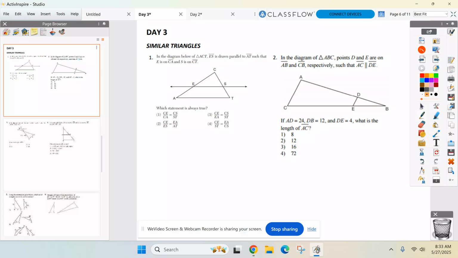Today is going to be 2 other monster topics. We're going to start with similar triangles. So let's start it off here with number 1. We're told that ES is parallel to AT.